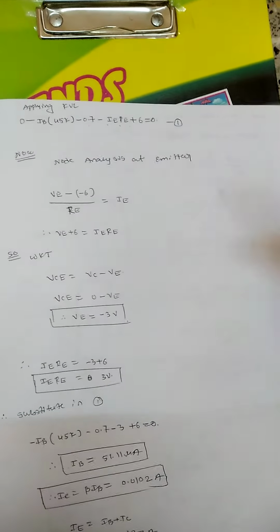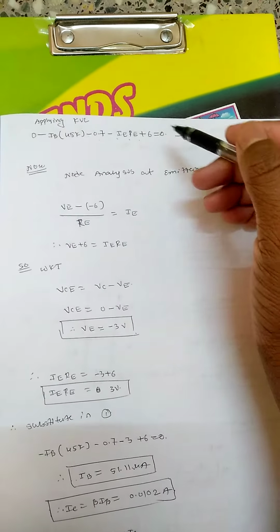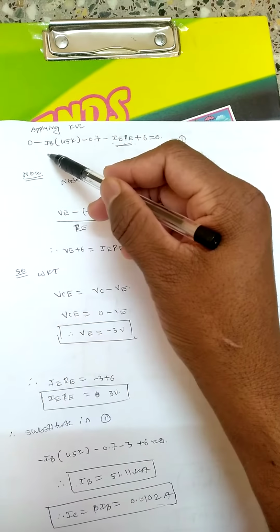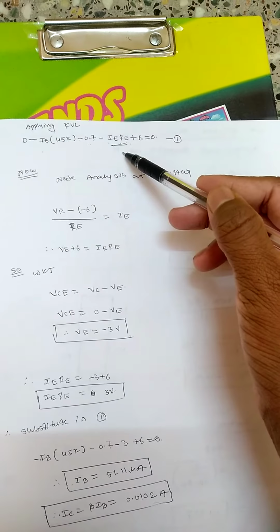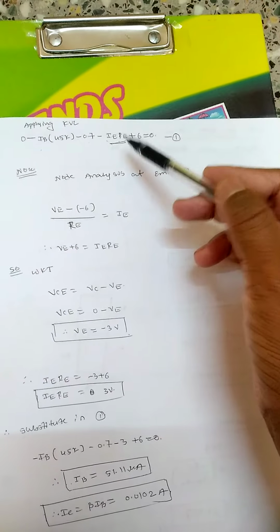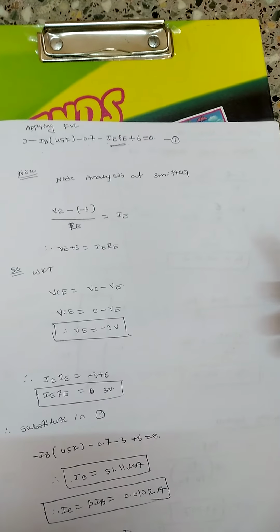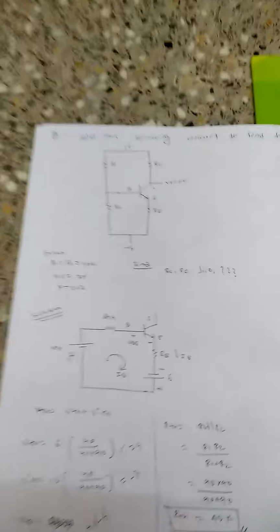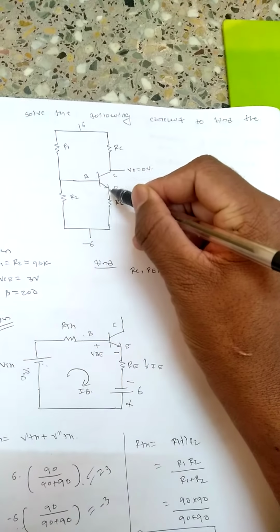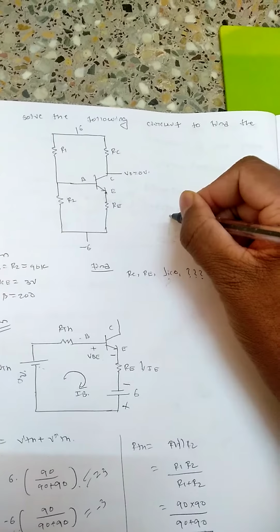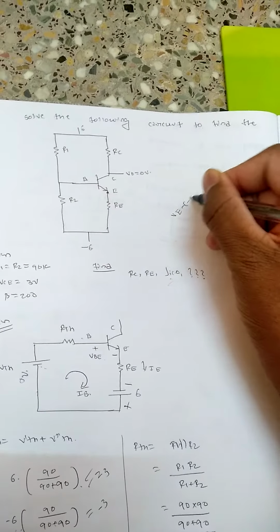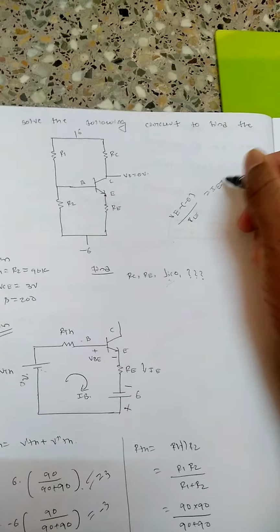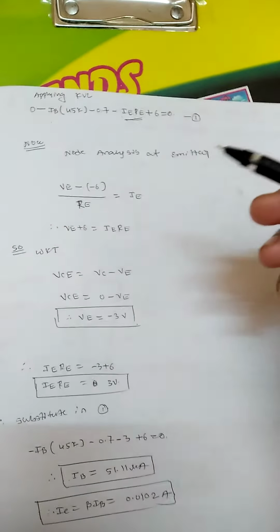All right, so here the problem is that I don't know what the IE and RE values are, so I can't find out the IB value unless I find out IE into RE. So how can I find out IE into RE? This is simple. Apply node analysis at the emitter. As I said, when you apply node analysis at this point, VE minus of minus 6 divided by RE will be equal to IE. Okay, so that I have applied here.